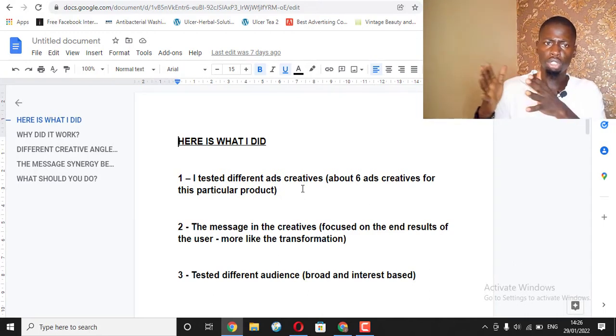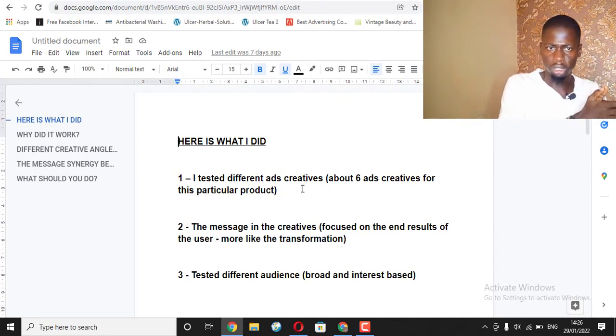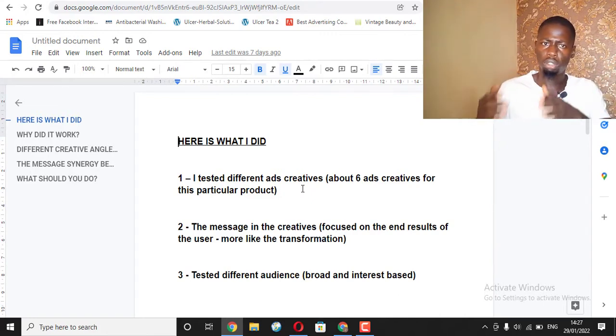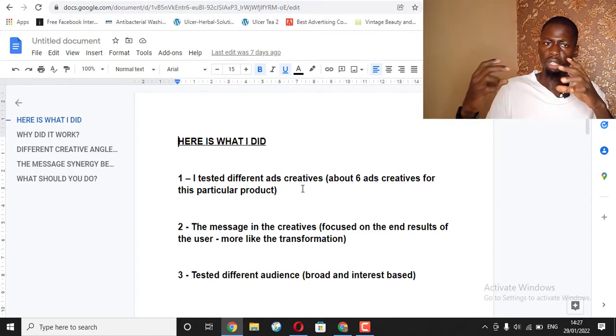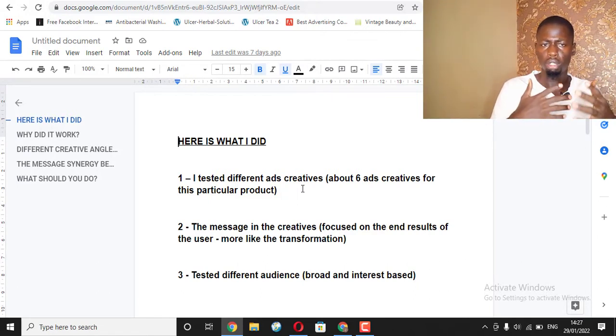You can try using a new creative and running ads to the same audience, which is the beauty interest-based audience. You can also use that same creative to target a new audience, and see the kind of results you get after about 48 hours, or 24 hours if you are spending that much on your advert.